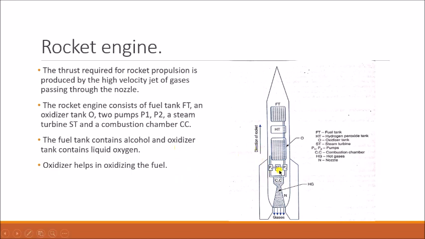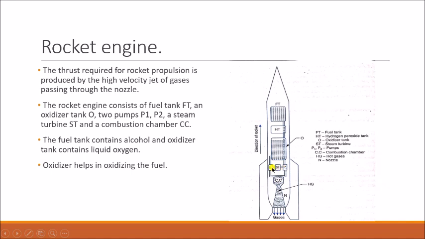So how is the fuel as well as the oxidizer supplied from the fuel tank and the oxidizer tank? They are supplied to the combustion chamber using these two pumps. These two pumps are operated by this steam turbine, so the steam turbine makes these two pumps operate.